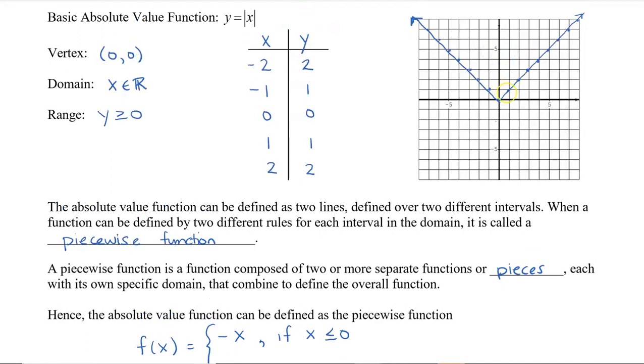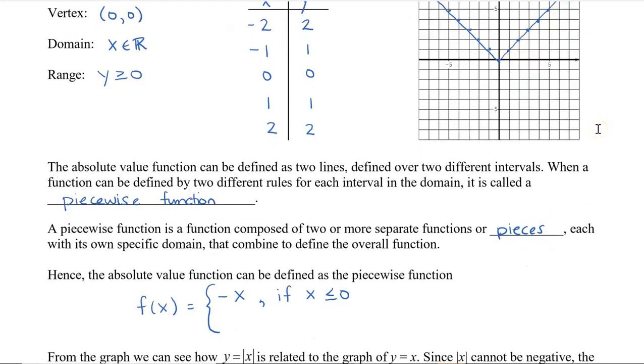The line on the right side has a slope of +1, and it also goes through a y-intercept of 0. So the equation of the right line is just x, and that occurs if x is greater than 0. Now we only have to define 0 in one of the pieces, so I've chosen to put the equal line when x is less than or equal to 0. But you can also write it with x is less than 0 and then put the equal sign for the second piece so that x is greater or equal to 0.